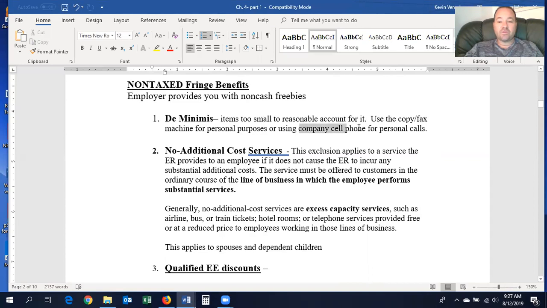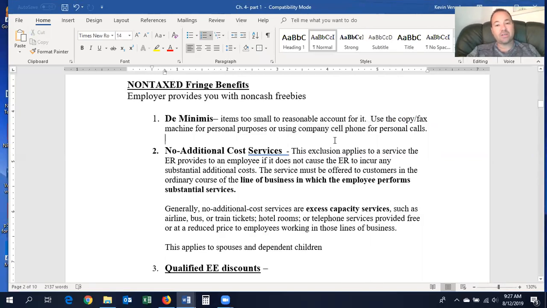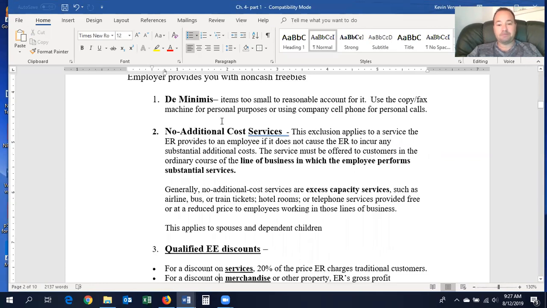Other items like that, use of company cell phone for personal calls. So sometimes a company will pay for your cell phone 100%, but then if you use it for personal calls, you're actually deriving a personal benefit and you should be taxed on that. But the IRS has said that's going to be way too hard to determine and just too much for the employer to have to determine as well. So they call those de minimis fringe benefits, small little items that you don't have to pay tax on for getting a benefit.